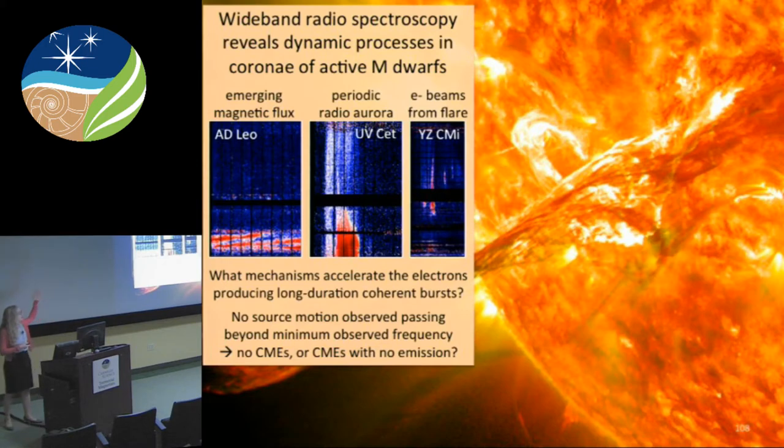But in summary, dynamic spectroscopy can probe dynamic processes in the atmosphere of a star, but it reveals a wide diversity of events. And so we need lots of observations at other wavelengths to help us sort through this information. We didn't see any canonical CME events in our 58-hour survey, but we're still stuck with the question: do we need to go to lower frequencies? Do we need more sensitive telescopes? Or are these stars just not making CMEs, or not making CMEs that form shocks and produce radio emission?